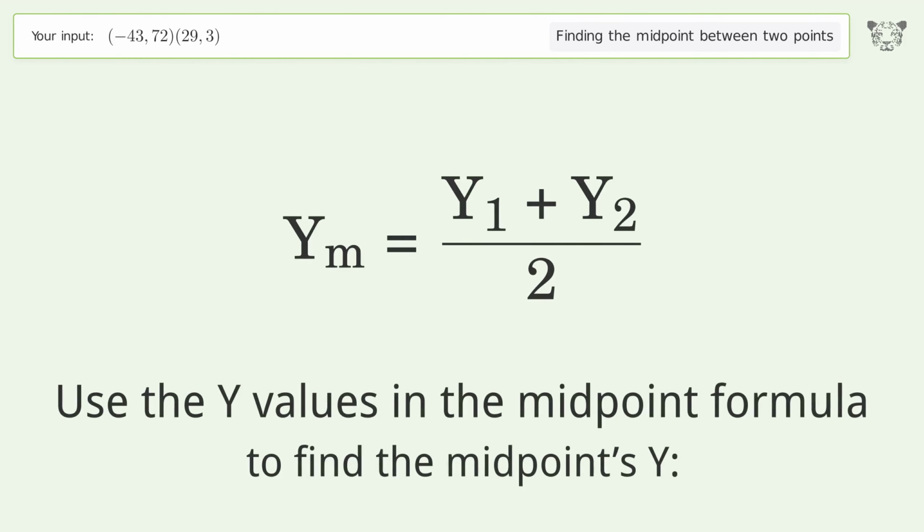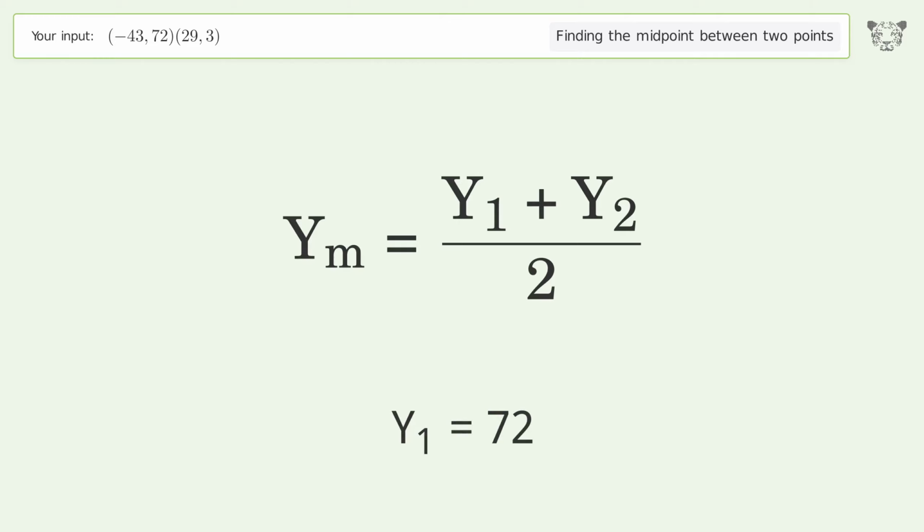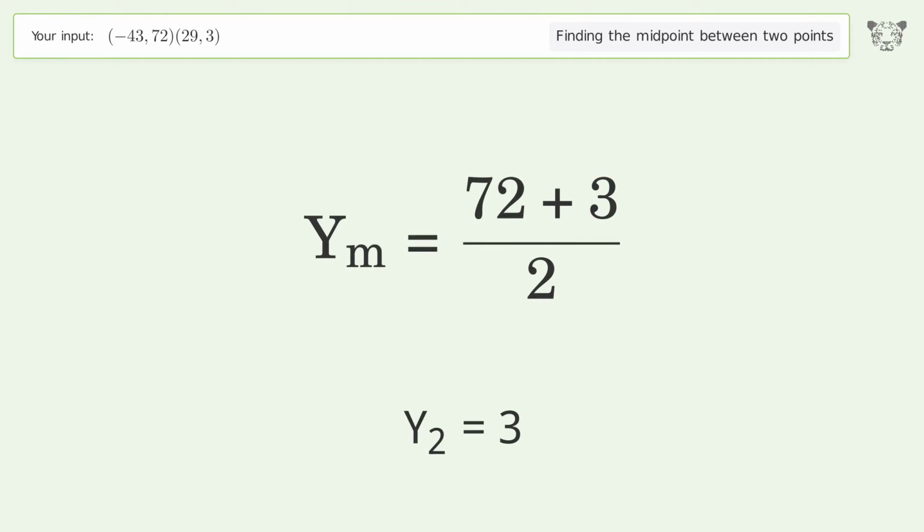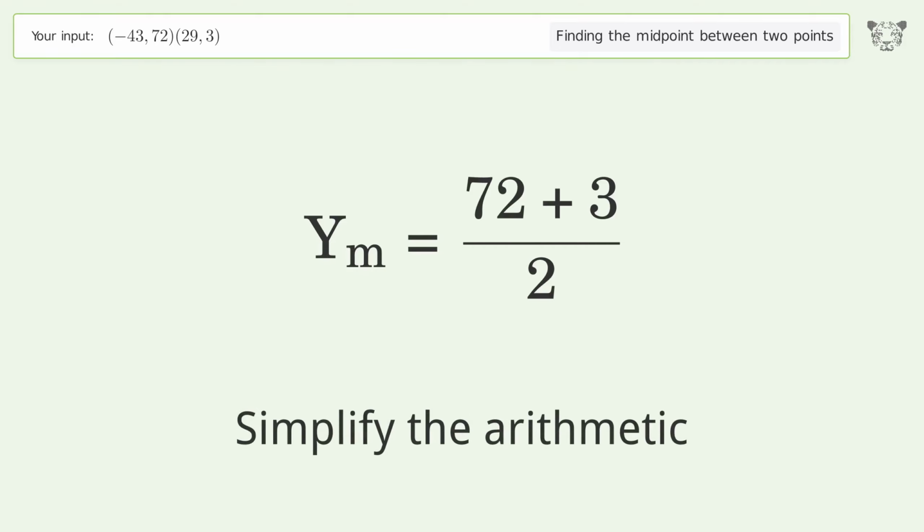Use the y values in the midpoint formula to find the midpoint's y. y1 equals 72. y2 equals 3. Simplify the arithmetic.